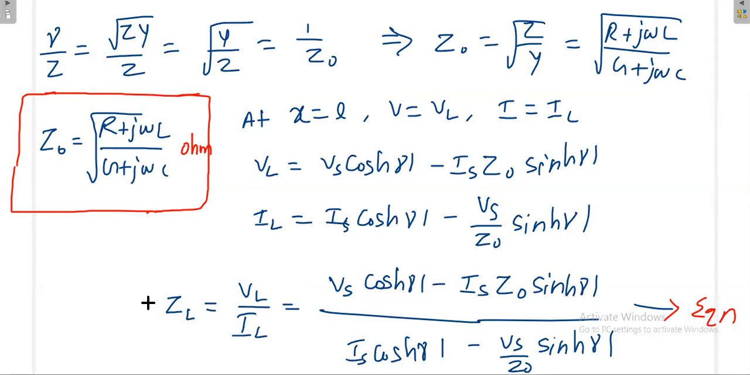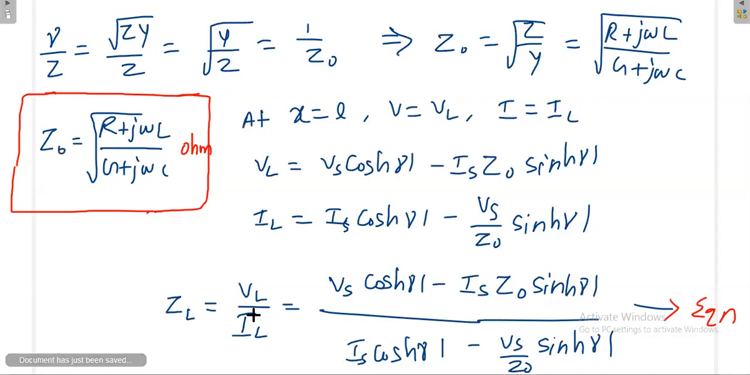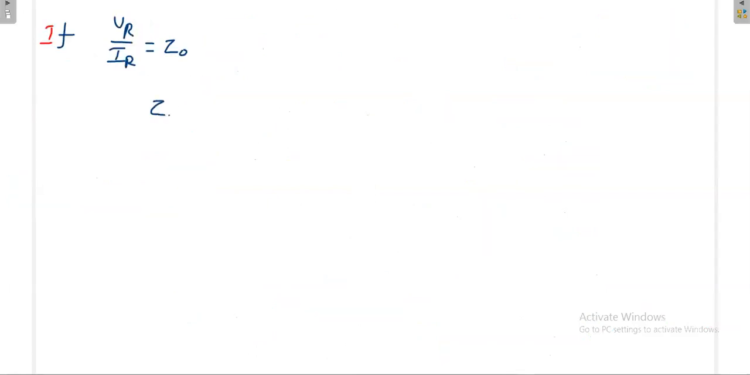Z0 is the characteristic impedance of the line, but you are replacing your load with Z0. Then VR by IR will definitely be equal to Z0, because at the load you have connected the impedance Z0. So instead of VL divided by IL, which is ZL, you can put Z0.